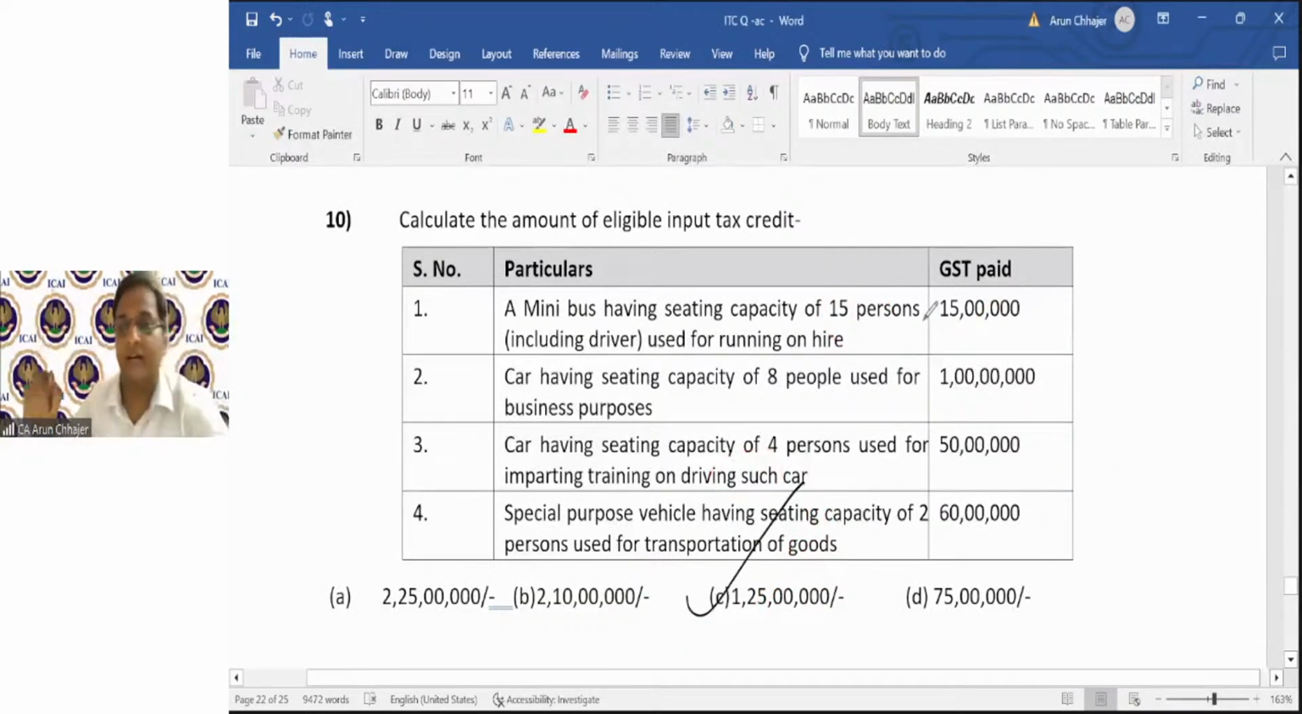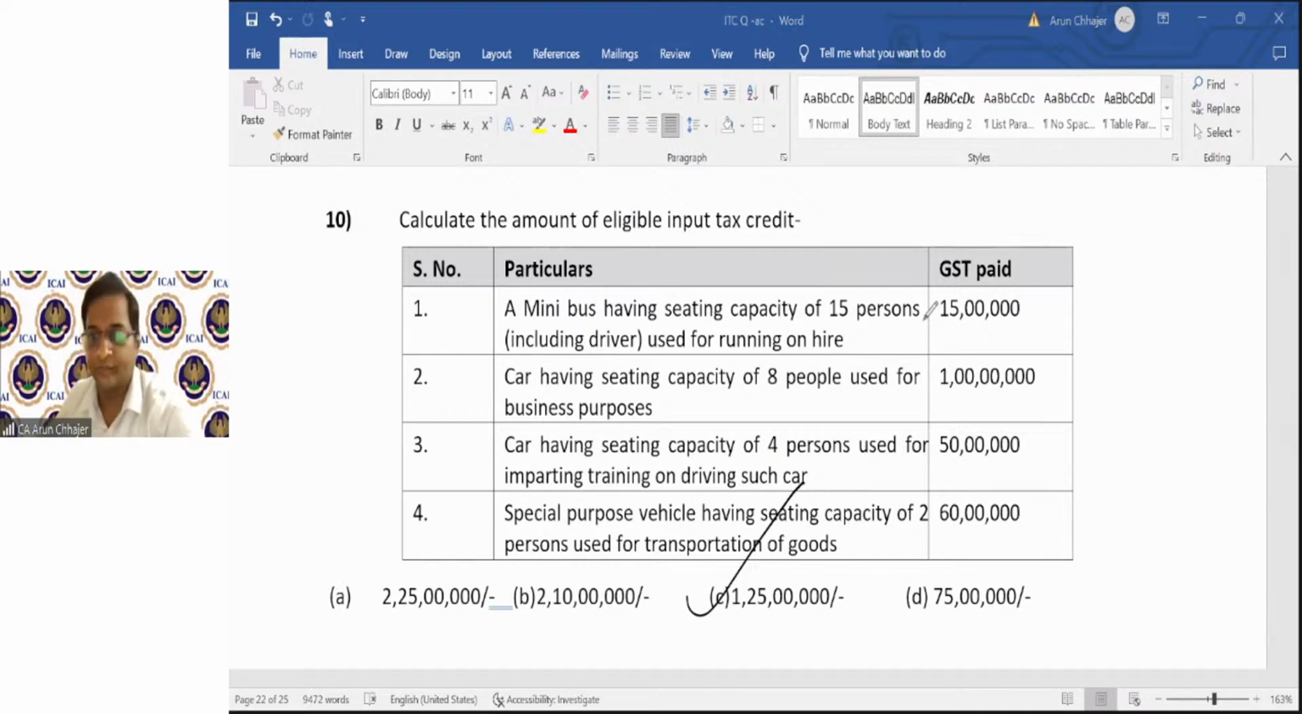Any doubt, please ask. Otherwise, I will move to the first question 9. I will explain again and then I will move to the next question.